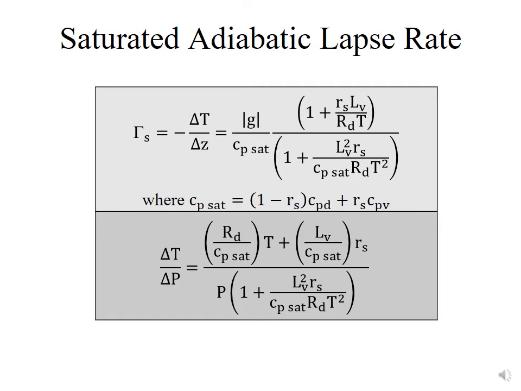And just as a reminder, to calculate the c_p saturation, it's going to be equal to 1 minus the saturated water vapor mixing ratio, r_s, times the specific heat for dry air at constant pressure, plus the r_s times the specific heat of the water vapor at constant pressure. That's the way that we normally deal with the saturated adiabatic lapse rate, but it can also be defined as delta T over delta P as well. So you'll see how the temperature changes with pressure. And once again, it has those same variables in it, but it is also a function of pressure, which is the additional variable that we have in the denominator there as well.